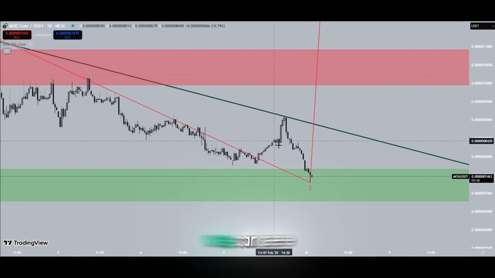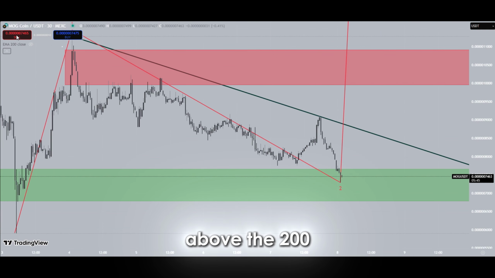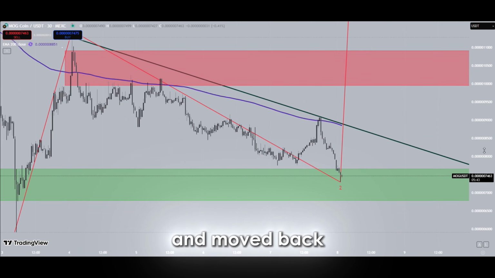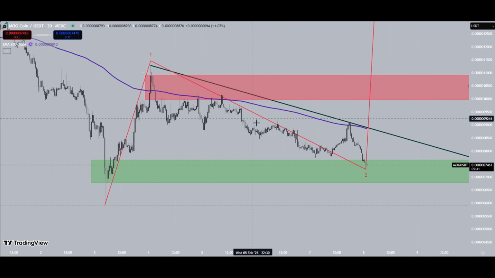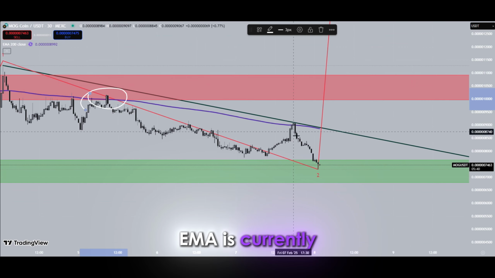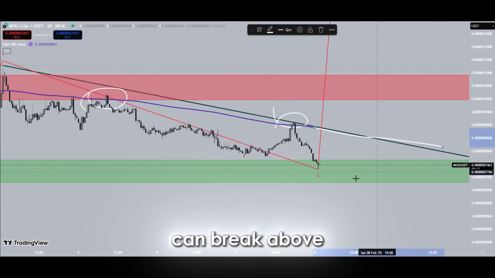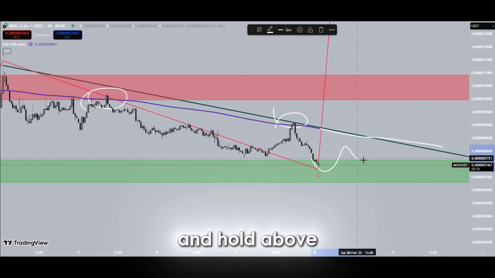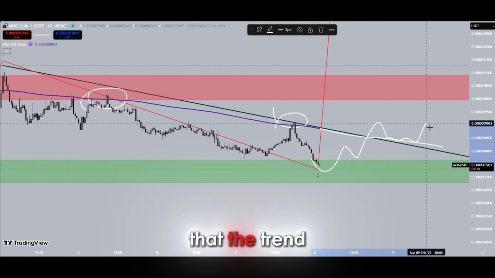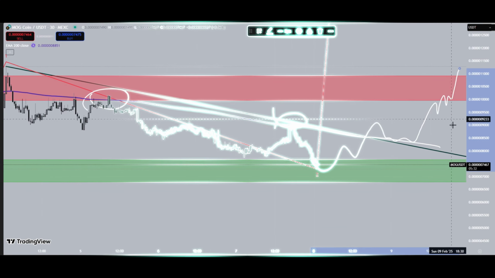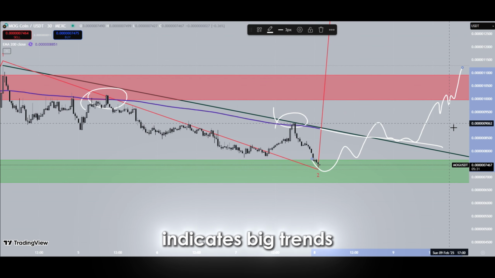Looking at the price action, we can see that it last tried to break above the 200 EMA, but failed to hold there and moved back below it. This suggests that the 200 EMA is currently working as a strong resistance zone. If the price can break above the 200 EMA again and hold above it, it would be a strong signal that the trend is starting to change to the upside. The 200 EMA indicates big trends, and when the price breaks above it, we can see big uptrends.